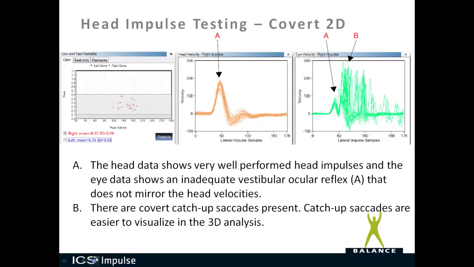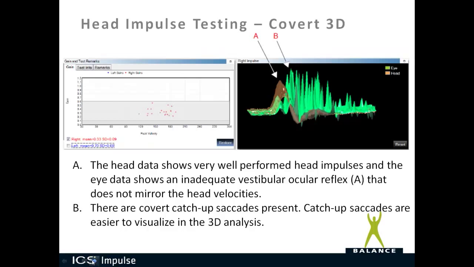So now let's look at the 3D analysis. So the salmon color is the head, the eye is the green. You can see the eye is definitely reduced in comparison to the head, and you have all of these catch-up saccades over here.